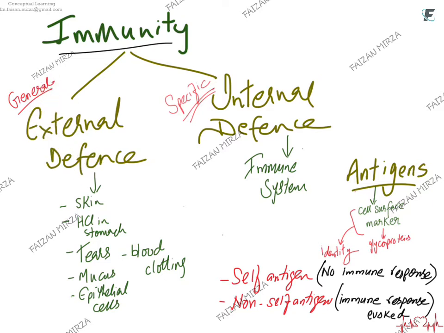This generalized external defense system is basically against anything and everything. For example, your skin, your HCl in the stomach, tears, and the enzyme lysozyme in the tears. You have a mucus lining along your epithelial tract, in the tissues which have epithelial lining. So mucus is present all over them. Epithelial cells themselves are a barrier, preventing pathogens from penetrating through. Blood clotting is also one of these examples of how your body has generalized protection, and this is external defense. External defense just means that the pathogen is not yet in the tissues.